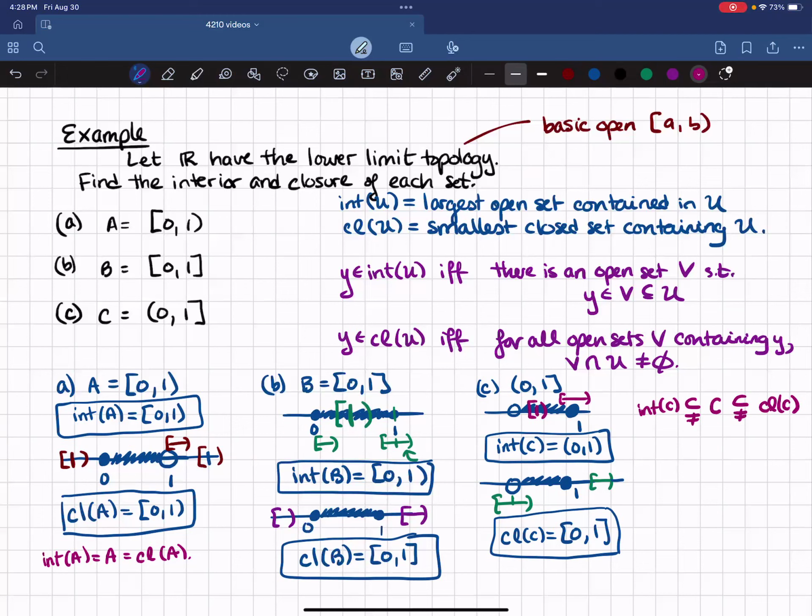So you can have all kinds of different situations that can come up. Sometimes the interior and closure are equal. Sometimes they equal the set you started with. Sometimes they're not. Okay? So that is an example of how we use the theorems about interior and closure to actually figure out what the interior and closure are, especially in an unusual, for us, topology.